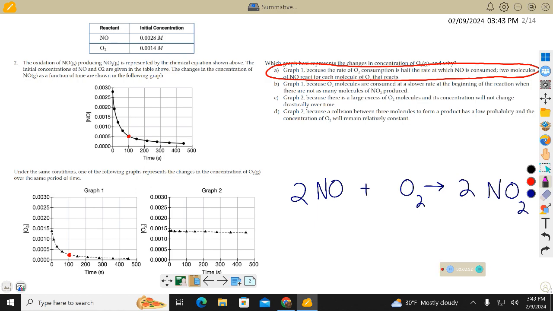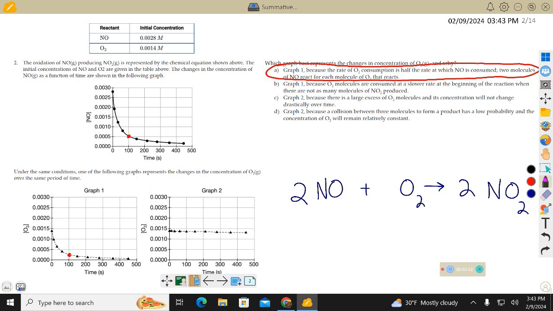Well, then they want to know which graph best represents the changes in concentration of the oxygen. So the oxygen would be the other reactant. It should decrease over time. It would also be consumed. But do you notice, even by looking at the initial concentrations, that the concentration of the NO is double that of the O2? That what they started with actually matches the ratio in the balanced equation?